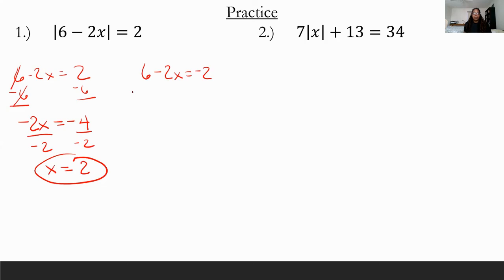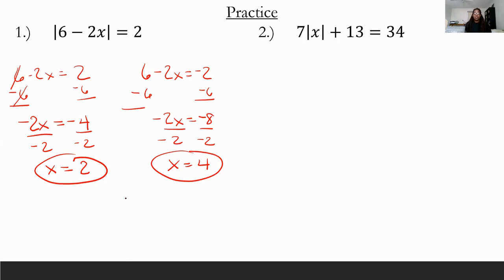So for the other side, we're still going to subtract 6 on both sides. We still have -2x is equal to, but this is what's different. -2 minus 6 gives me a -8. Divide both sides by -2. That means x is equal to 4. All right, so my two solutions that's going to give me this equals 2 is going to be a +2 and a +4. Okay, so now for the next one, we're going to subtract 13.